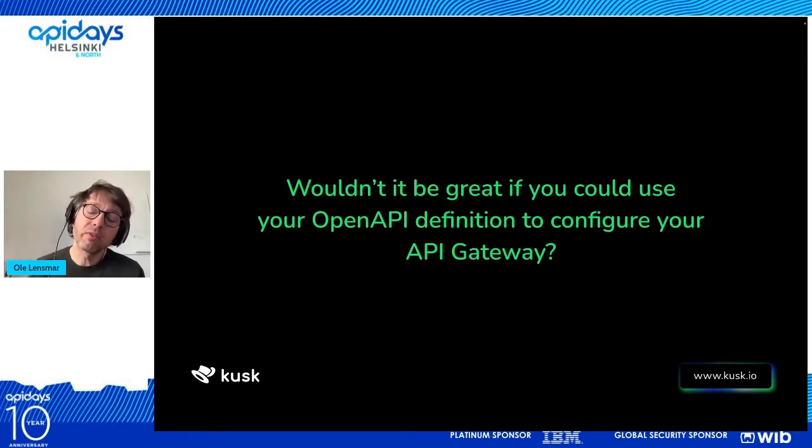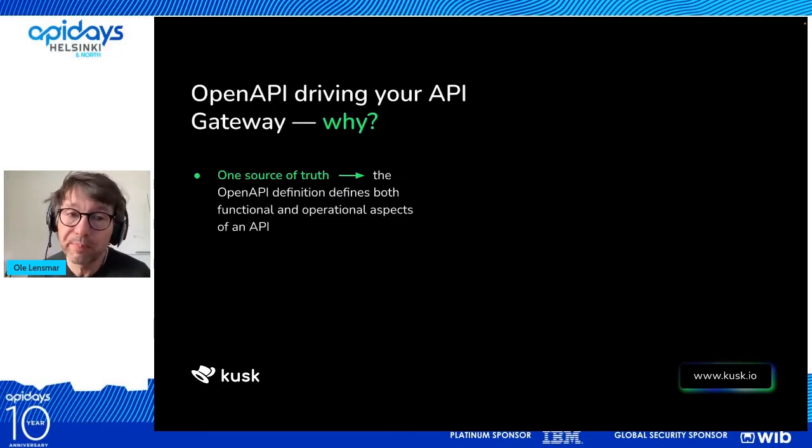So it felt obvious to us at Kubeshop when we got this project started: wouldn't it be great if you could just use your OpenAPI definition to configure your API gateway, instead of using some native approach that's specific to the gateway that you're using? So why would you want to do that?